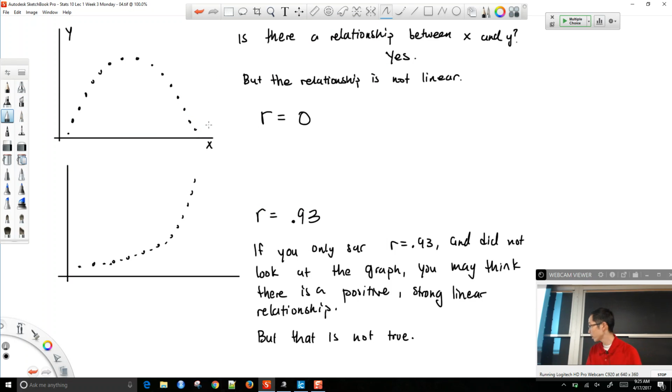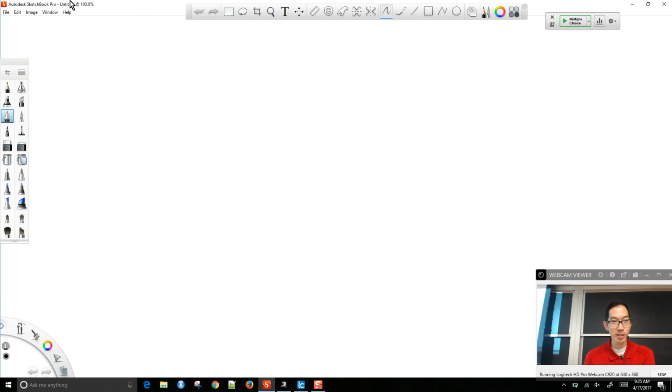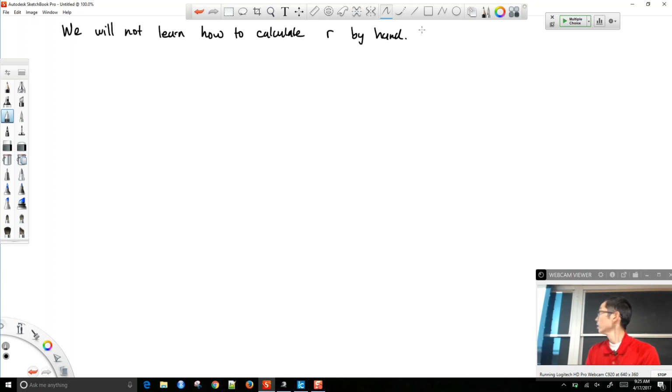We are actually not going to learn how to calculate correlation by hand. There is a formula, it's programmed into computers, but we will not learn how to calculate R by hand. Generally we just throw it at the computer and say, here's a bunch of numbers, calculate the correlation for me. So correlation will always be provided to you, or you'll be given the computer to use. It will be provided in the problems.